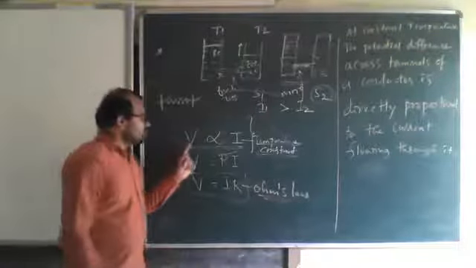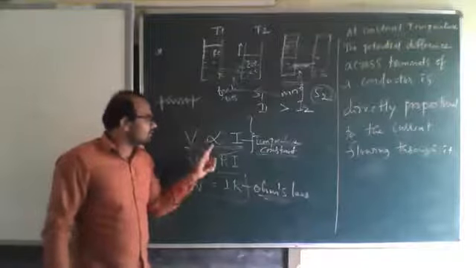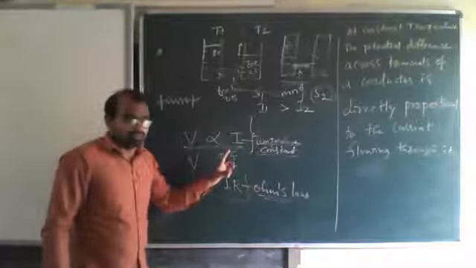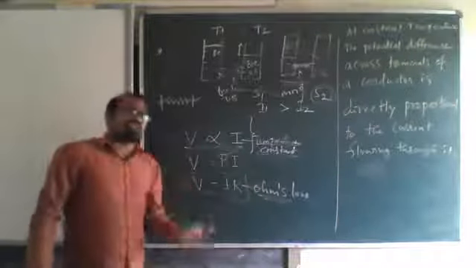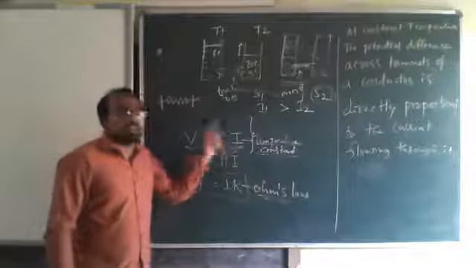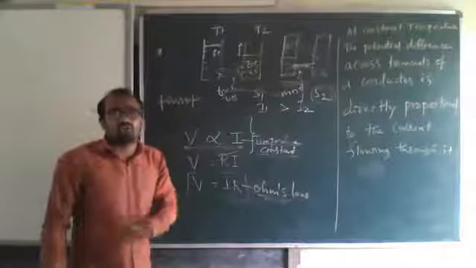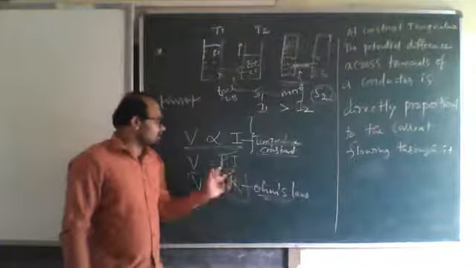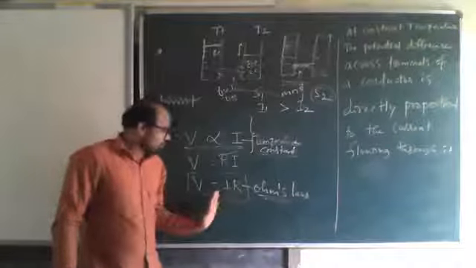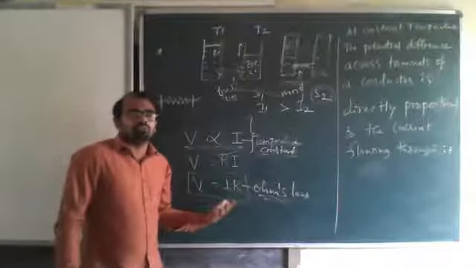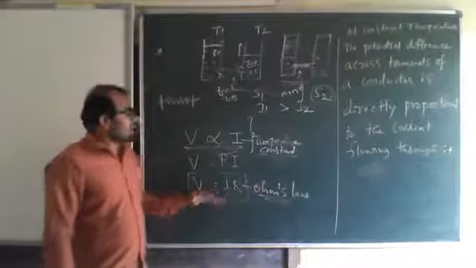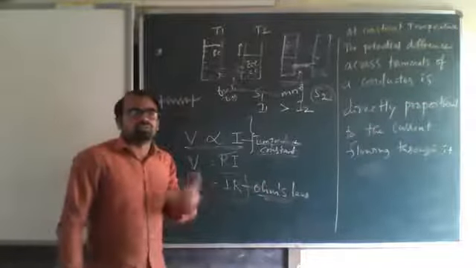The potential difference across the terminals of a conductor is directly proportional to the electric current flowing through it at constant temperature. Or you can start with at constant temperature, the potential difference across the terminals of a conductor is directly proportional to the electric current flowing through it. This is called Ohm's law. So V equals IR is the formula of Ohm's law. You have to remember this formula because it will be used in solving numericals. Regarding resistance and the factors on which resistance depends, we will see in the next class.